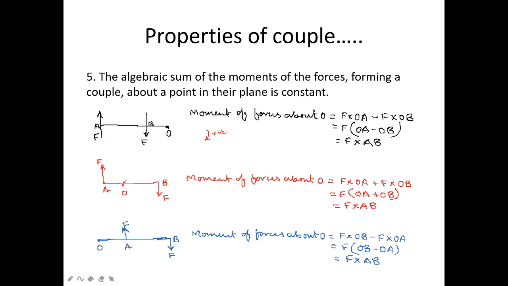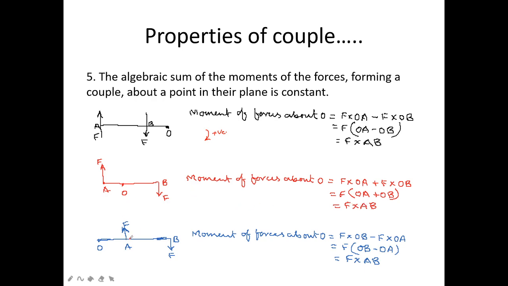Now I've taken the point O within the arm of this couple. Now, what is the moment of this couple? F into OA. Again, it is clockwise, so positive. And F into OB. Again, it is positive. So F into OA plus F into OB. Now, again, you are getting F into AB.